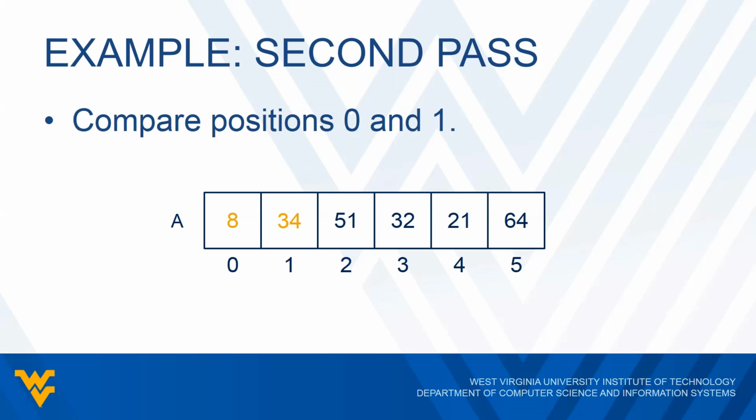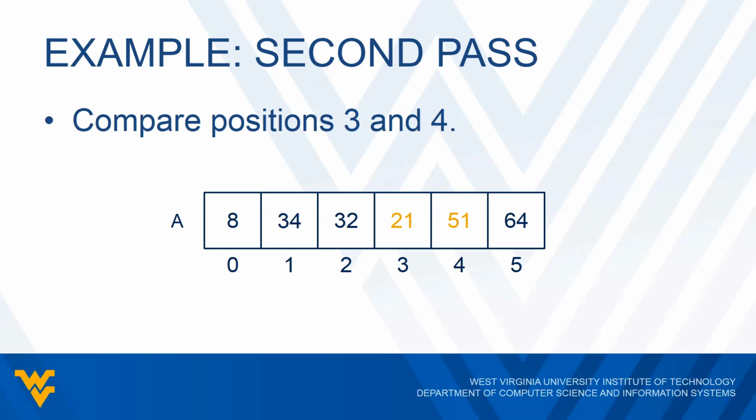So we're going to compare positions 0 and 1. 8 is still less than 34, so we don't swap anything. We'll compare positions 1 and 2. 34 is less than 51, so we don't do any swapping here. We'll then compare positions 2 and 3. In this case, 32 is less than 51, so we will swap the positions, or swap the values. So 51 is now at position 3, and 32 is at position 2.